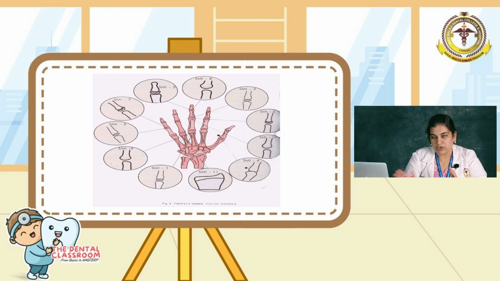Now, there is an image on your screen which shows exactly how to see stages 1 to 11 of the sesamoid.